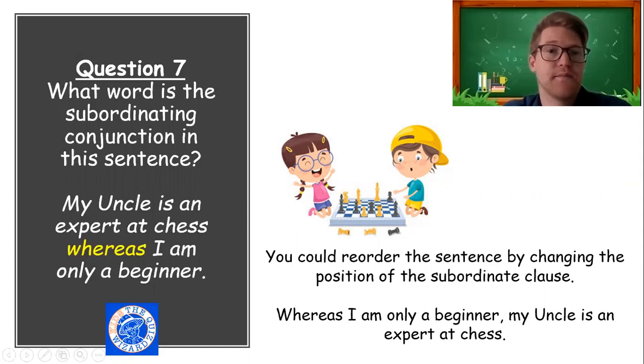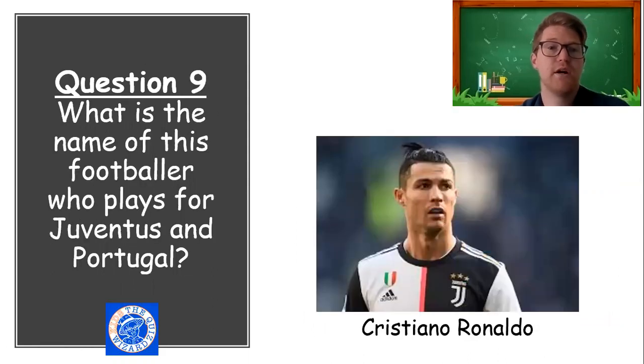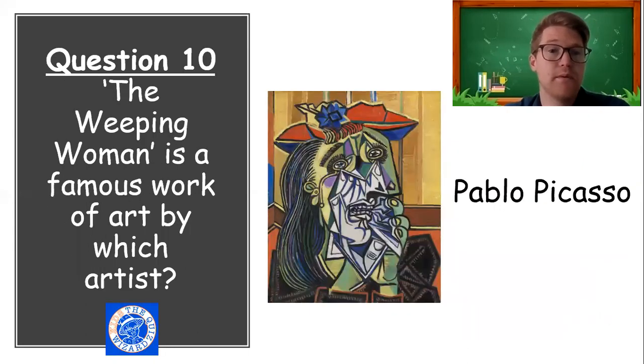Question 8. The ancient king of Egypt was Tutankhamun. Number 9. One of the greatest footballers of all time, Cristiano Ronaldo, was the player I was looking for. And question 10. The Weeping Woman is a famous work of art by Pablo Picasso.